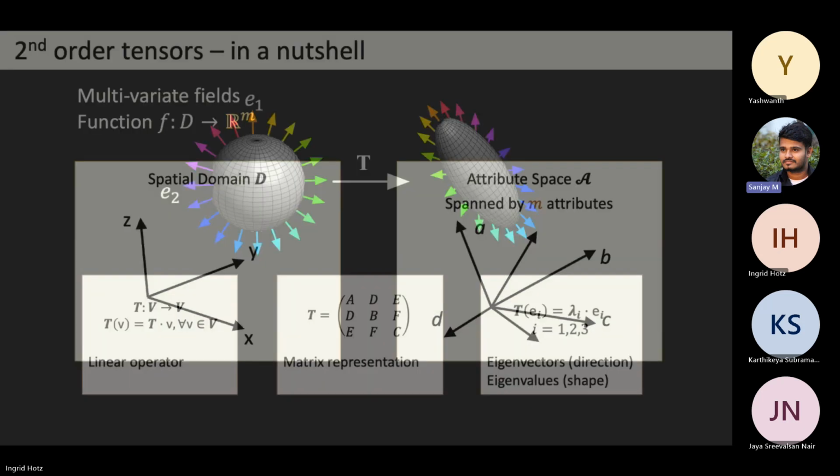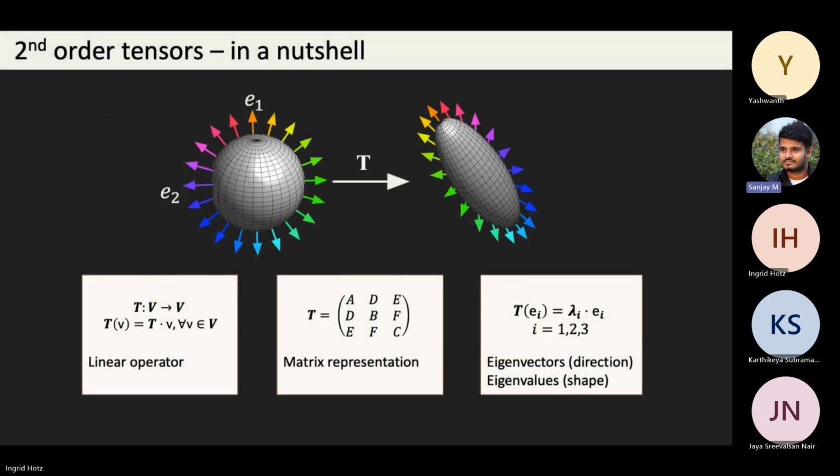The other part is tensor fields. So when I say tensor fields, I actually do not mean general tensor fields. I mean symmetric second-order tensor fields, mostly in three dimensions. And for those of you who don't remember what this was, I have here one quick recap so you can understand: a tensor is a linear operator which maps one vector to another vector in a linear fashion.